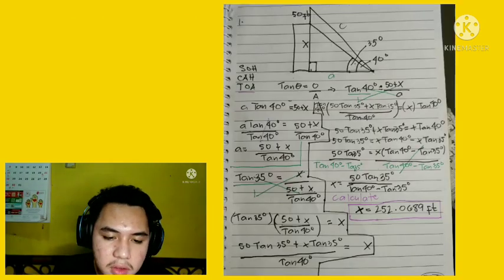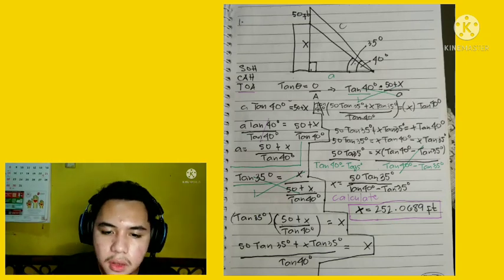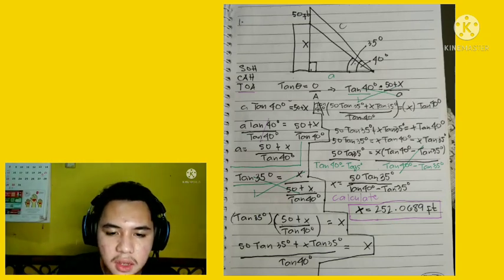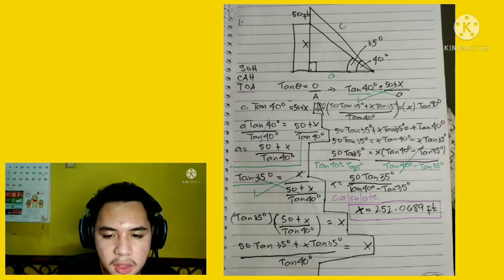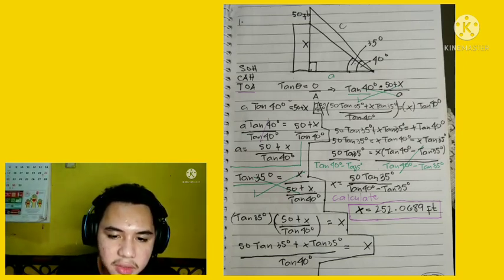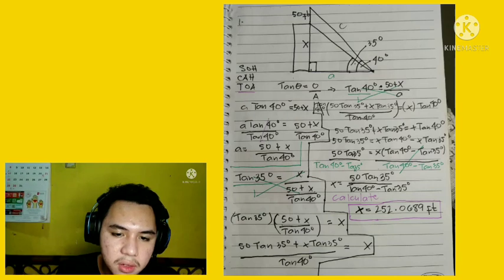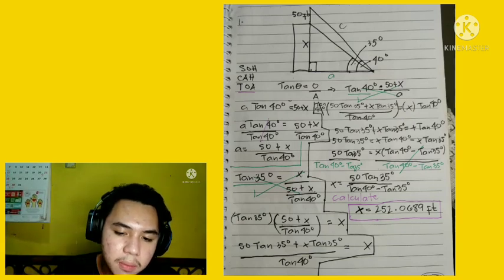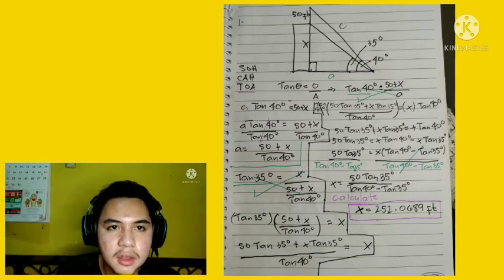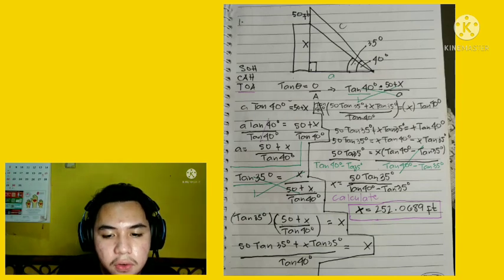Now we have here our illustration, which is 50 feet as the height of our pole, and our x as the height of the cliff, which is our unknown, and our two angles, the 35 and our 40. So to solve, we're gonna use the TOA, or the tangent. Tangent theta is equal to opposite over adjacent. So our tangent 40 degrees equals 50 plus x over a.